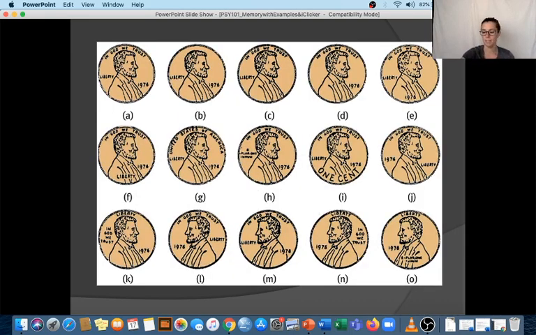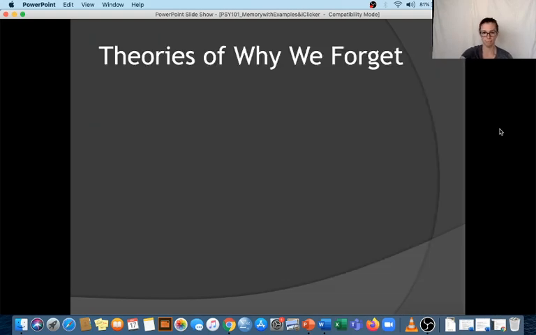So if I give you this series of penny images, it might be difficult for you to determine which one is actually accurate. I usually do this as a polling question. And I can tell you that the correct answer is A. Okay, so A is actually the correct answer. Most people aren't able to do that.